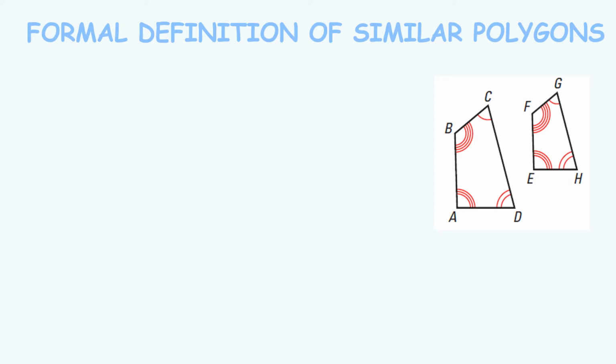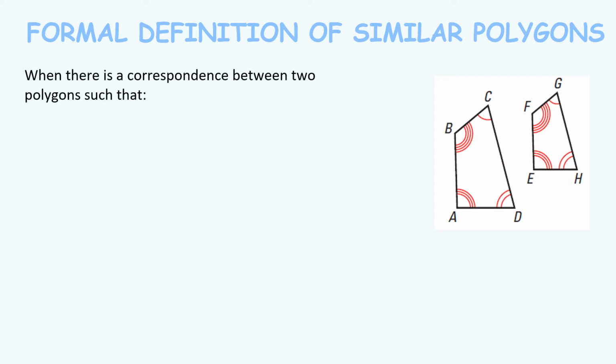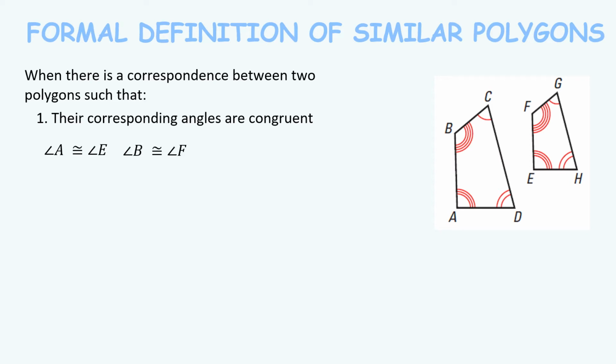And here we have a formal definition of similar polygons. When there is a correspondence between two polygons such that, let's look at the figure to the right, the corresponding angles are congruent. So we can see in the figure to the right that the angle A is congruent with the angle E. The angle B is congruent with the angle F. The angle C is congruent with the angle G. The angle D is congruent with the angle H.